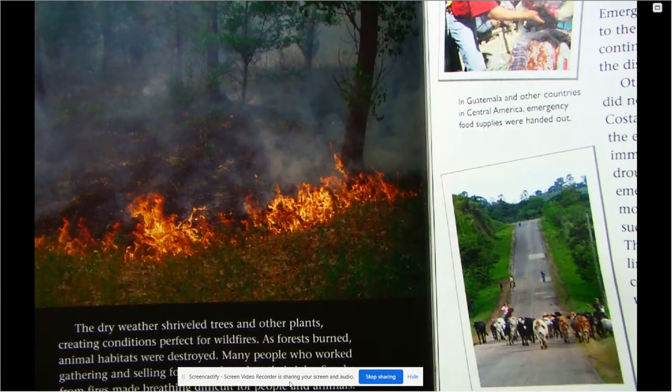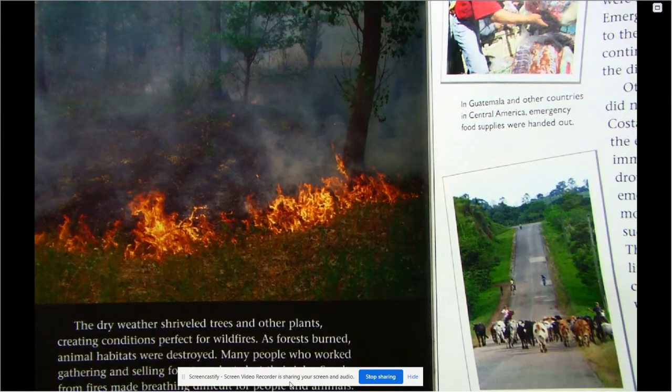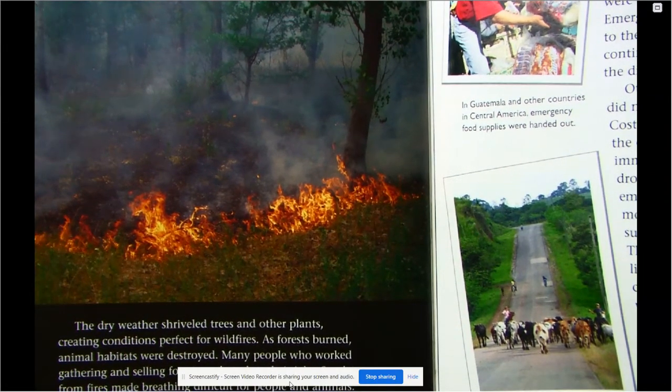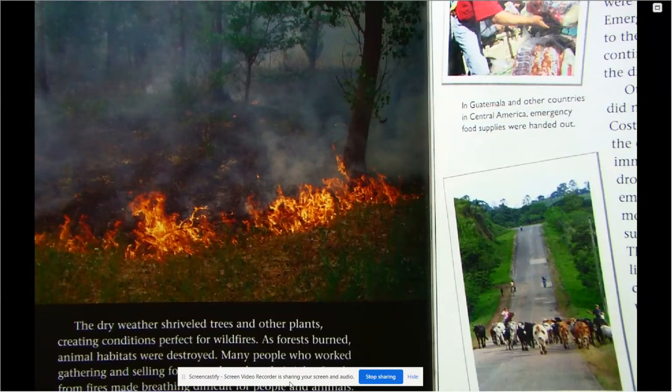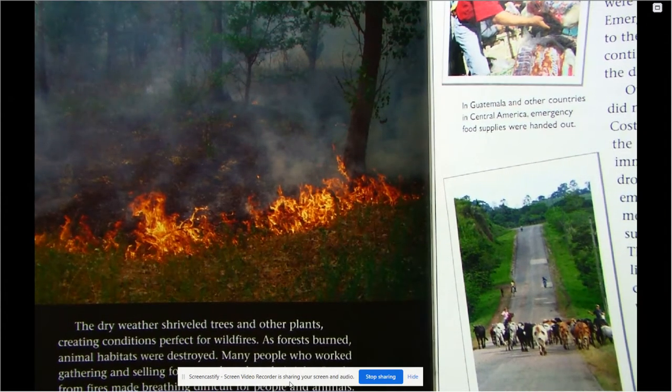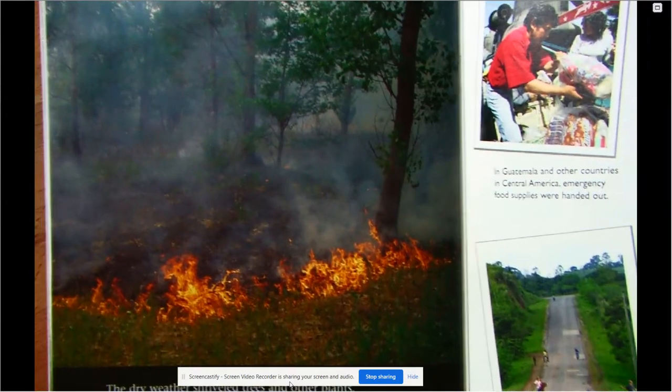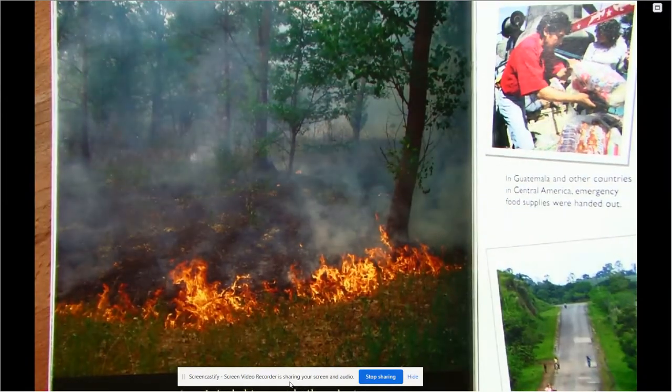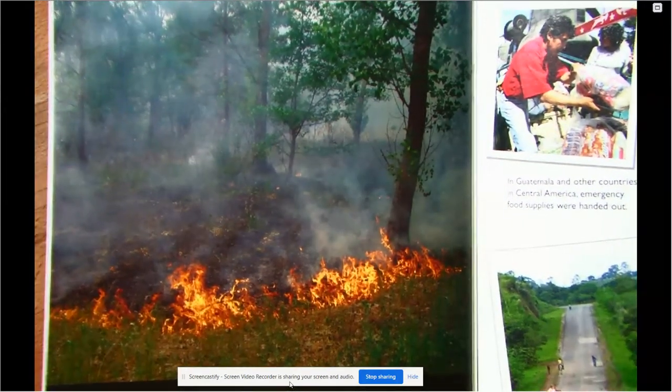The dry weather shriveled trees and other plants, creating conditions perfect for wildfires. As forests burned, animal habitats were destroyed. Many people who worked gathering and selling forest products lost their jobs. Smoke from fires made breathing difficult for people and animals. For months, the skies were polluted by a gray haze of smoke that caused health problems and poor visibility. Right, so it's so dry, things catch on fire much easier.